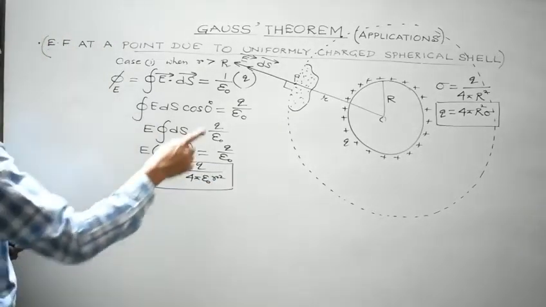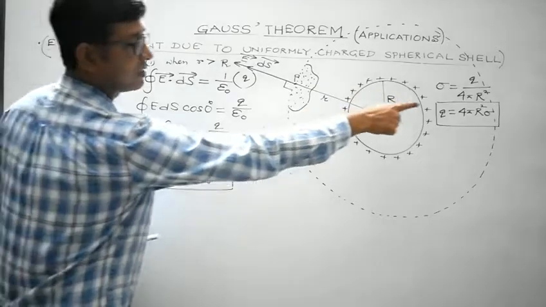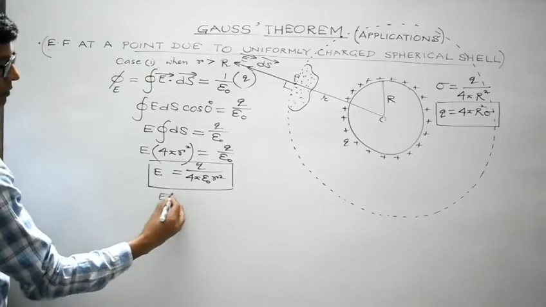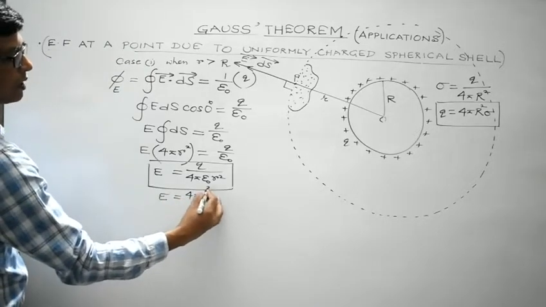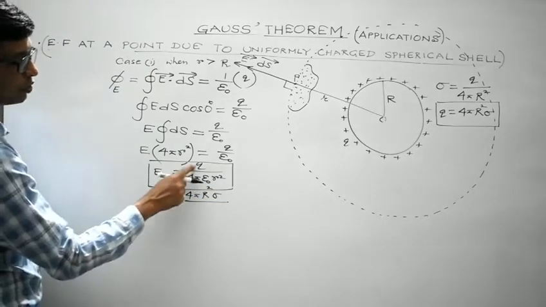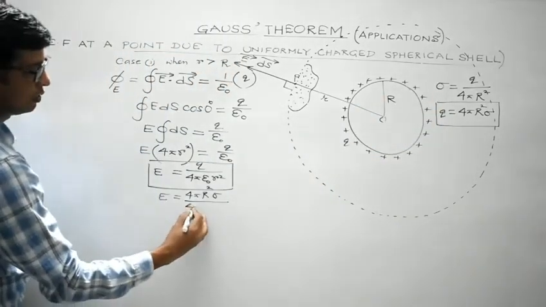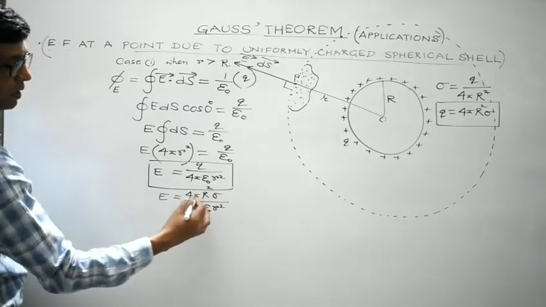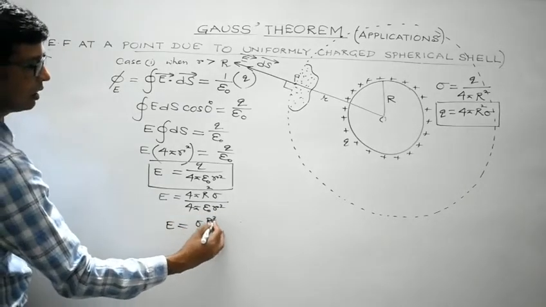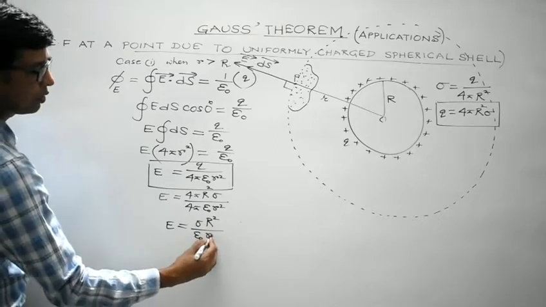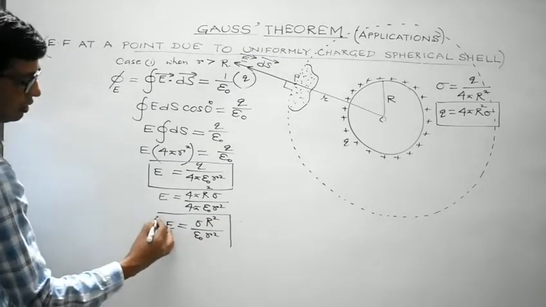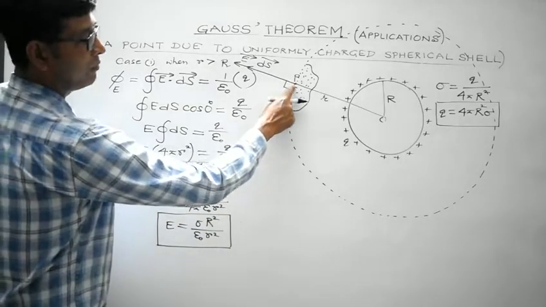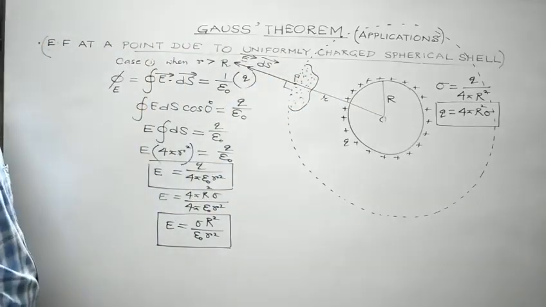Now, in order to obtain the expression for electric field at point P in terms of sigma, substitute this value of Q over here. So, what we get is 4 pi capital R square into sigma, or simply substitute the value of Q from here. So, 4 pi epsilon small r square. Therefore, 4 pi gets cancelled, and the electric field is sigma R square divided by epsilon small r square. This is the expression for the electric field at point P, which is lying outside the uniformly charged spherical shell.